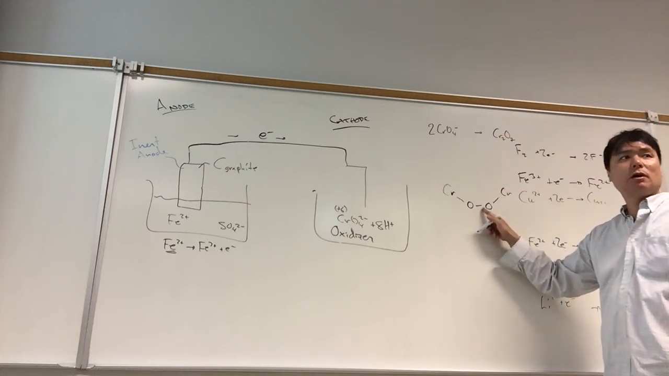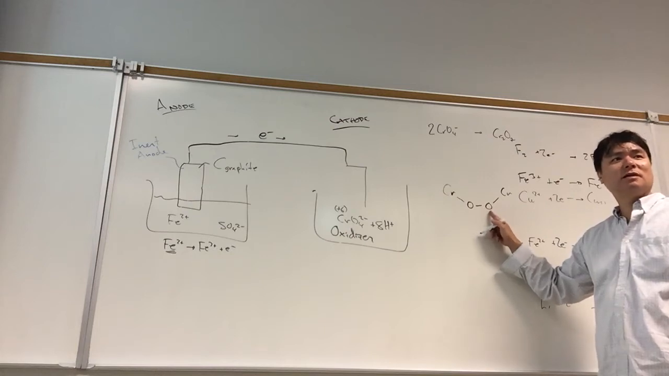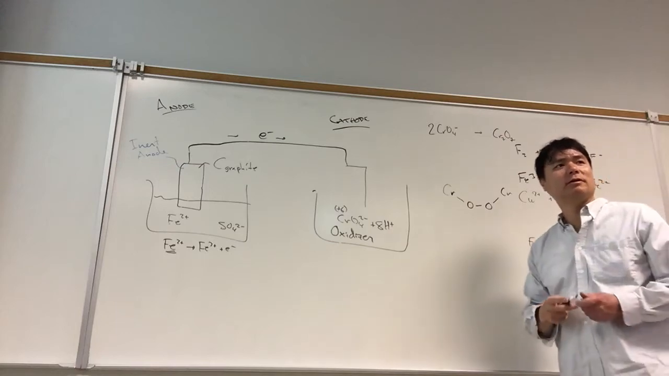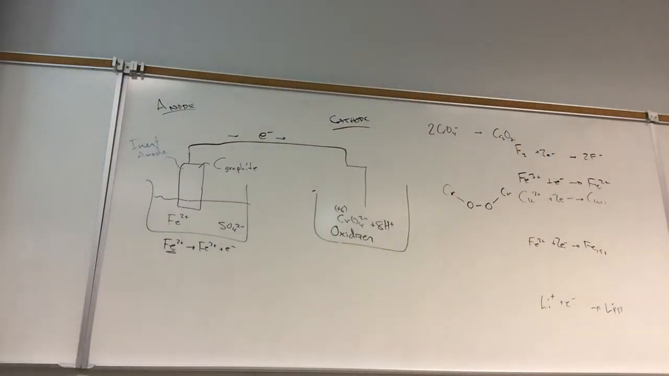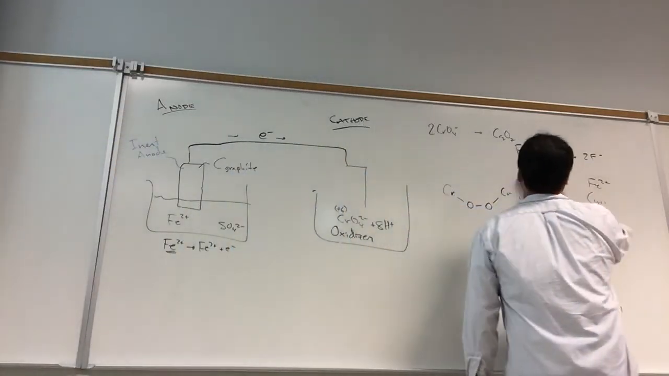OO bonds are called peroxide bonds, and they are unstable. Does anybody know why they're unstable? There's one paragraph in Chem 1A. I think I skipped it because I ran out of time, but I'm curious if anybody read it. If anybody knows why peroxide bonds are unstable. It's in the quantum chapter, bonds.